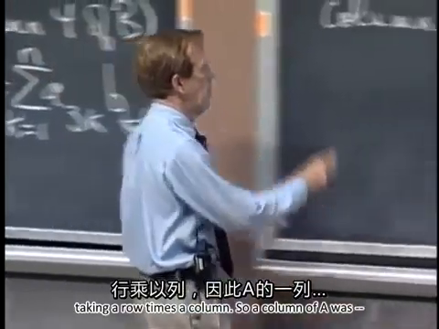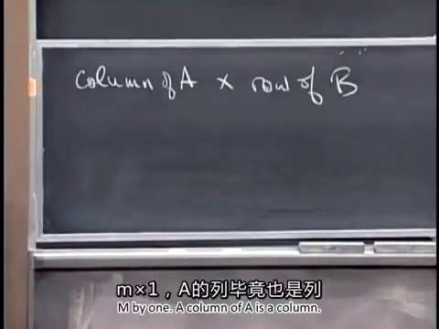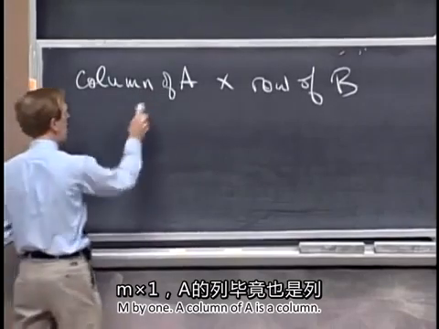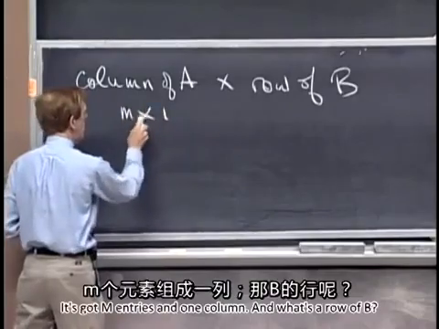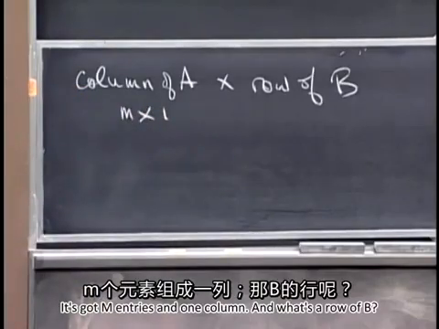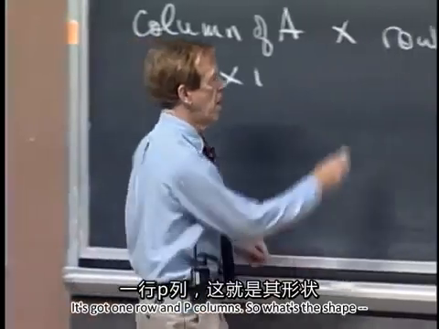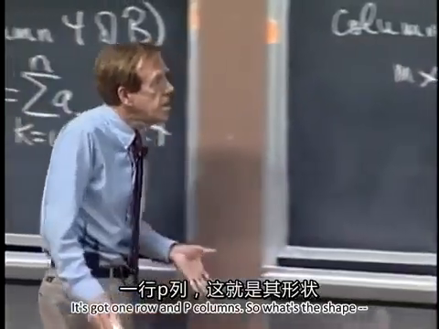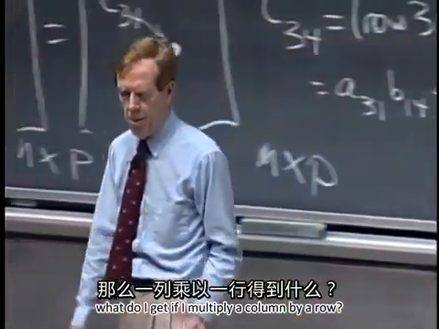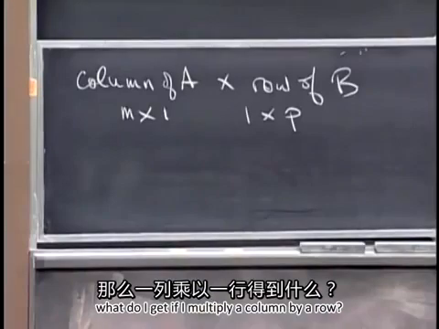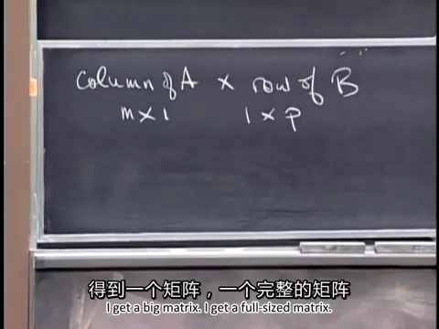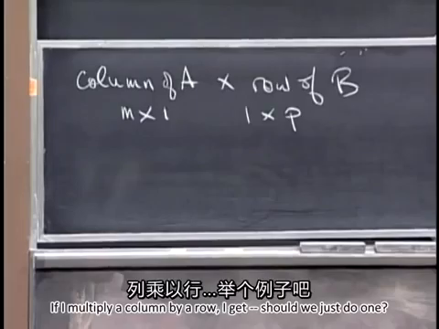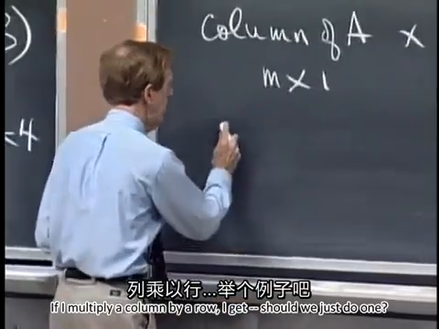So a column of A, what's the shape of a column of A? M by 1. A column of A is a column. It's got M entries and one column. And what's a row of B? It's got one row and P columns. So what do I get if I multiply a column by a row? I get a big matrix. I get a full-size matrix.